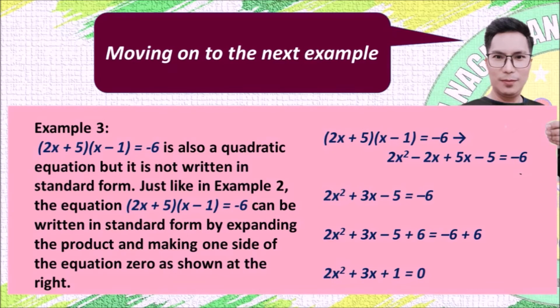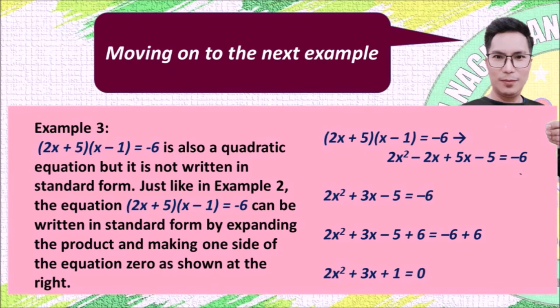Example 3. The quantity 2x plus 5 times the quantity x minus 1 equals negative 6 is also a quadratic equation, but it is not written in standard form. Just like in example number 2, the equation can be written in standard form by expanding the product and making one side of the equation 0 as shown at the right.